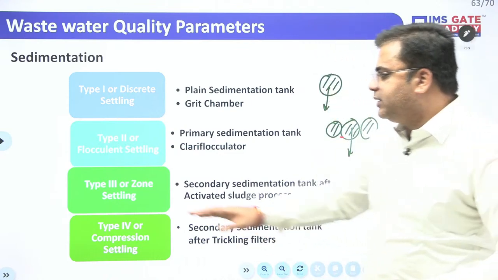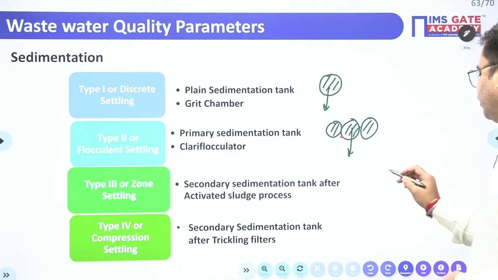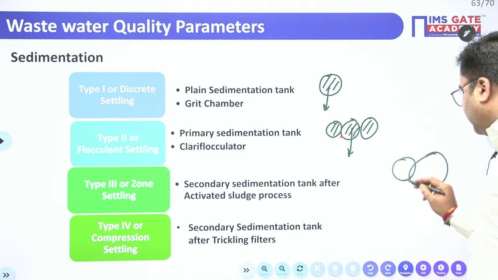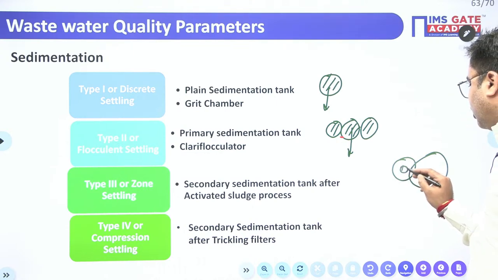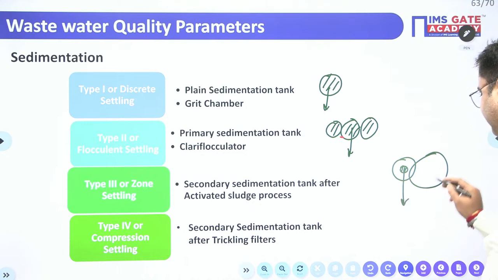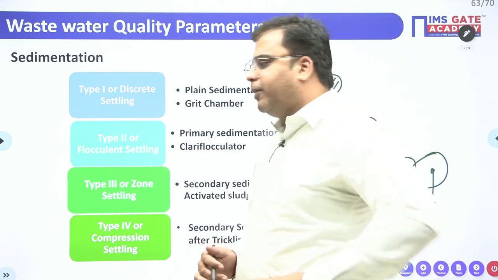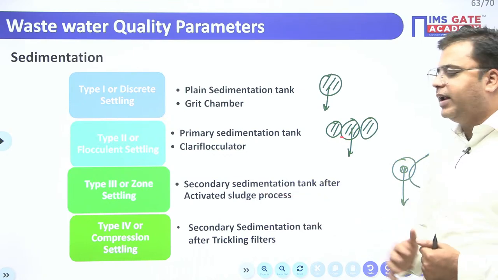The next one is type 3 or zone settling. In this type 3 or zone settling, the velocity of two particles interferes with each other, or the zones of turbulence of the two particles interfere with each other. This type of settling is basically observed in the secondary sedimentation tank after the activated sludge process.